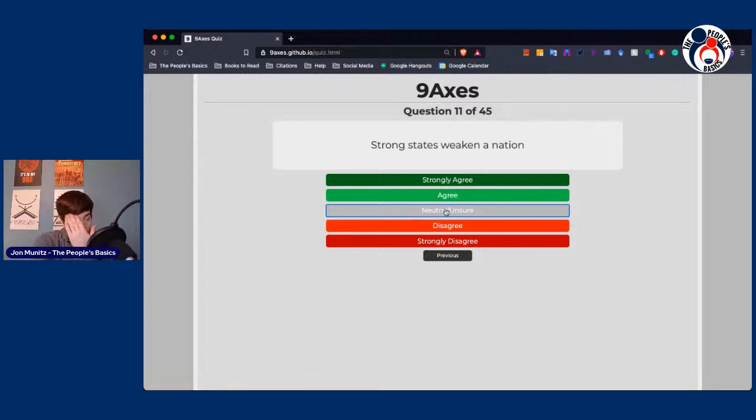Next, strong states weaken a nation. I'm going to go neutral on this. I have a lot of feelings here because on the one hand, it does reduce our ability to have a true national identity when you have so many differences state by state. But on the other hand, it does help us produce more potential innovations from having all these different testing grounds to be able to try out ideas. And it also makes it so that we're not as harmed when our federal government makes a bad decision because the individual states still have their own authority. So I'm going to go with neutral on that.